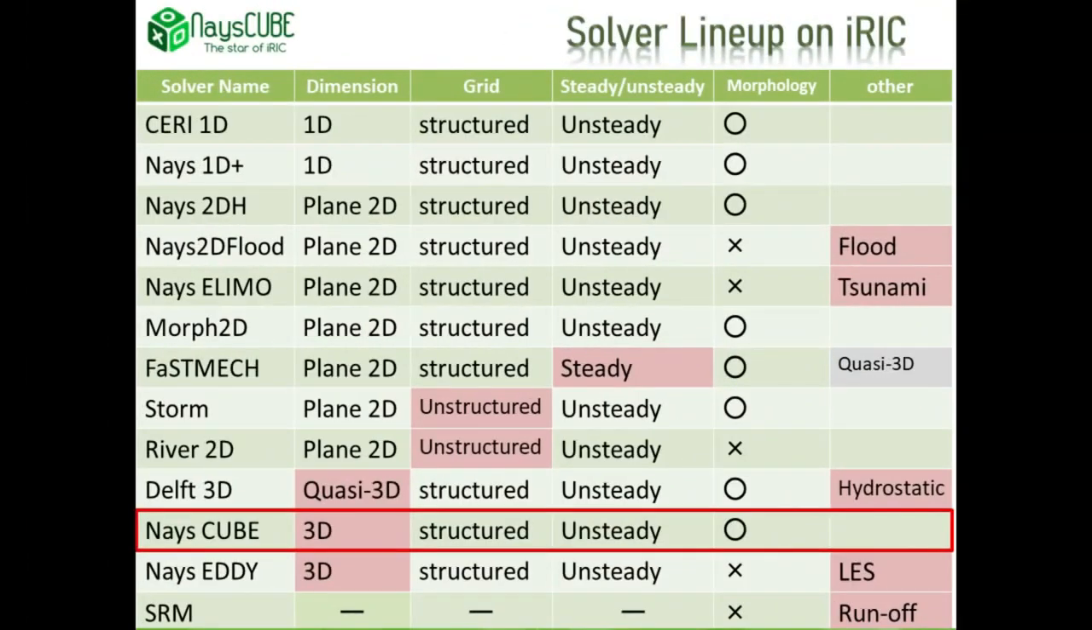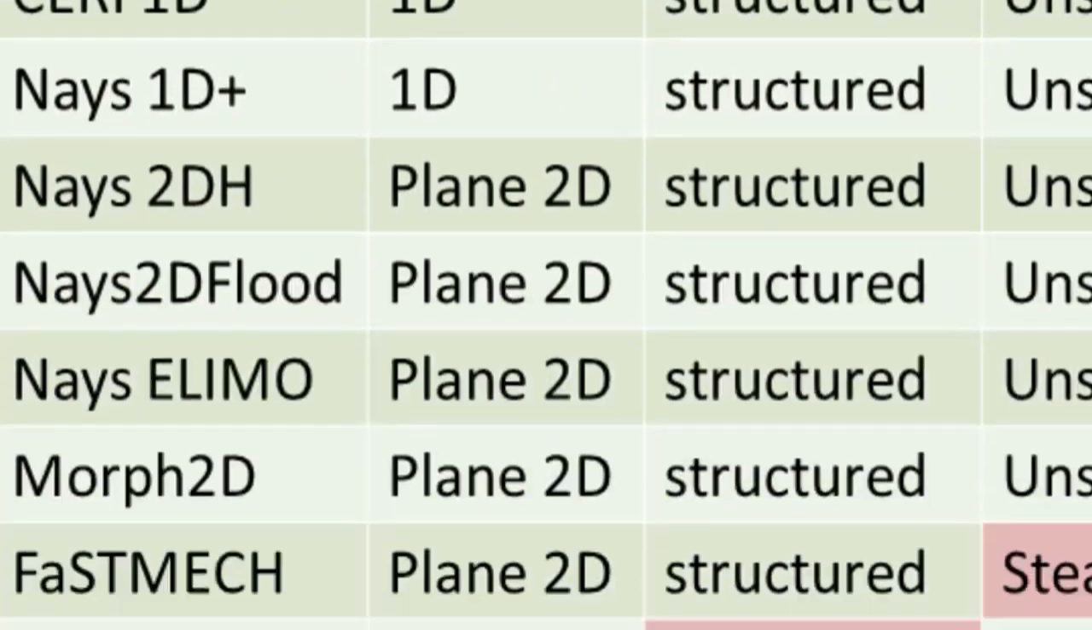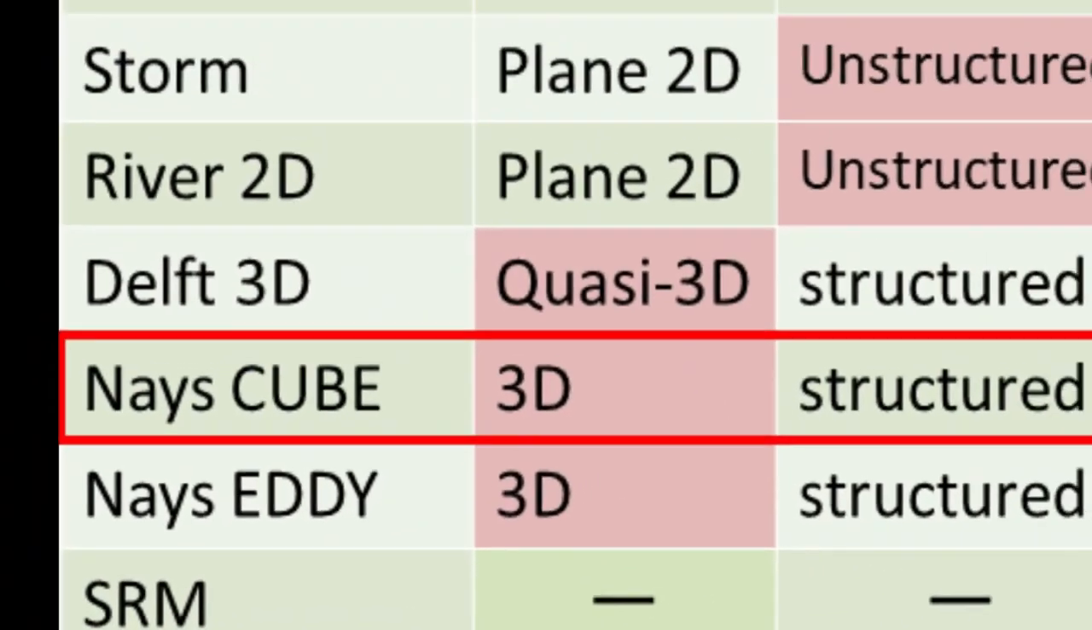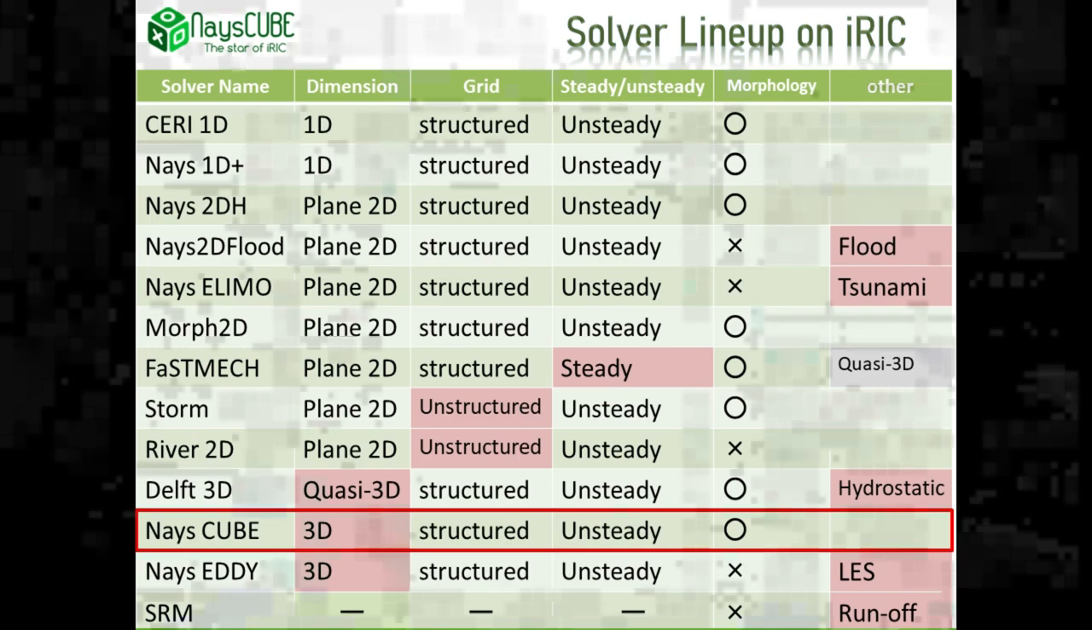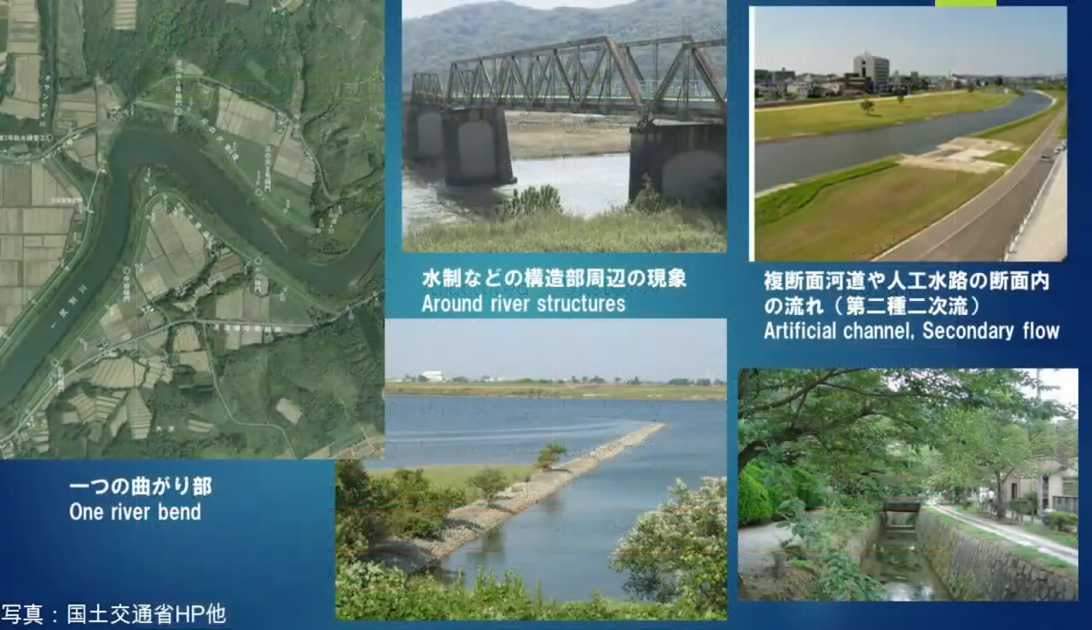iRIC has various solvers. When choosing a solver, the first thing to pay attention to is the spatial dimension. Among many 2D solvers, NaysCUBE is a 3D solver. 3D solvers require more CPU time than 2D solvers. Therefore, computations for a long reach of a river are not recommended.